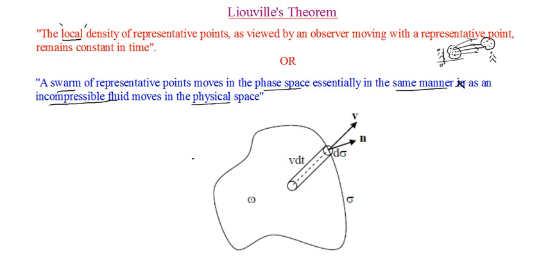So it means that the local density of representative points as viewed by an observer, that is something very important. It is not just the density of representative points, it is the local density of representative points as viewed by an observer moving with the representative point, and it remains constant in time. I will give an analogy which will make clear what is meant by the word local density. For example, you might have observed birds flying in groups.